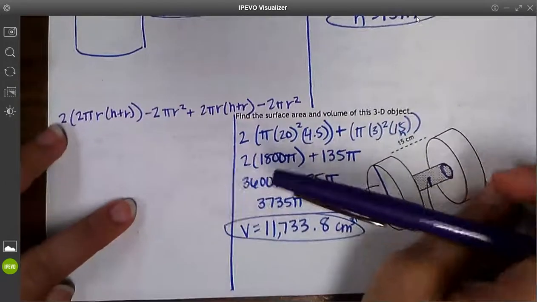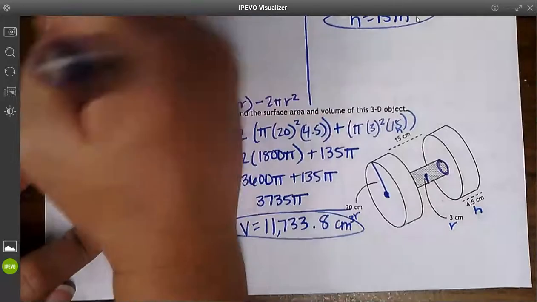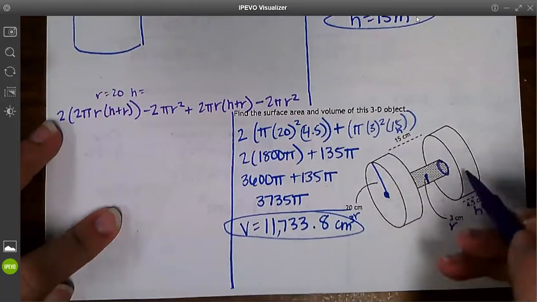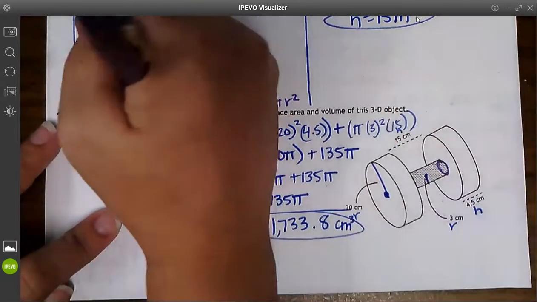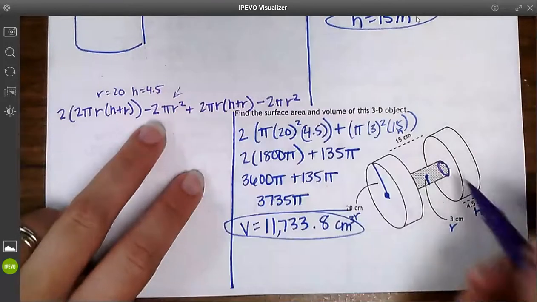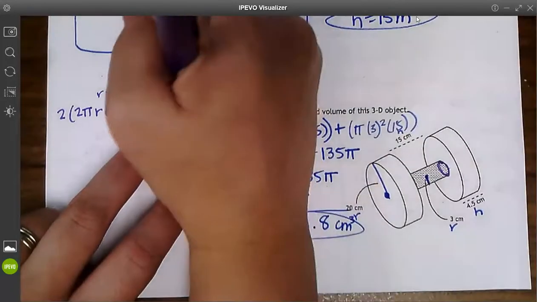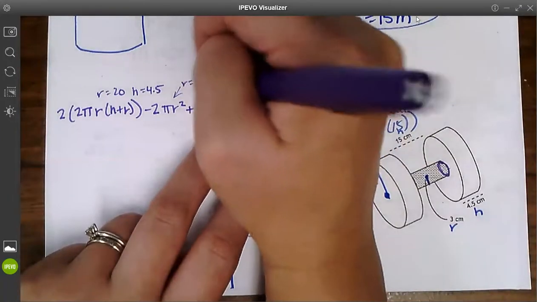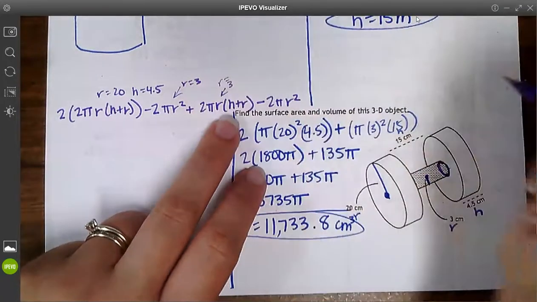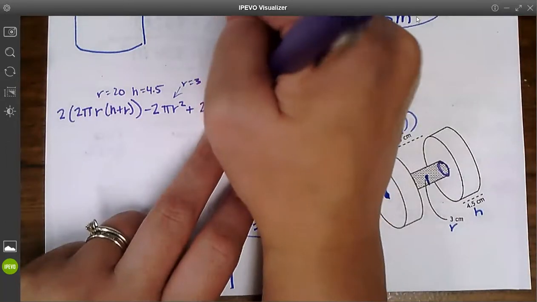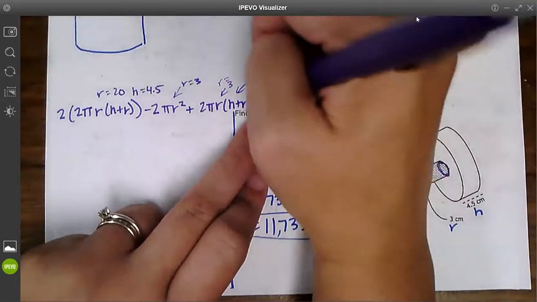So that's a lot. So my radius for this one is going to be 20, and my height for these 2 here is going to be that 4.5. The radius for this formula here is going to be this radius, which is 3. Same here, this radius is going to be 3. This height is going to be that 15. And then this radius is still going to be 3.